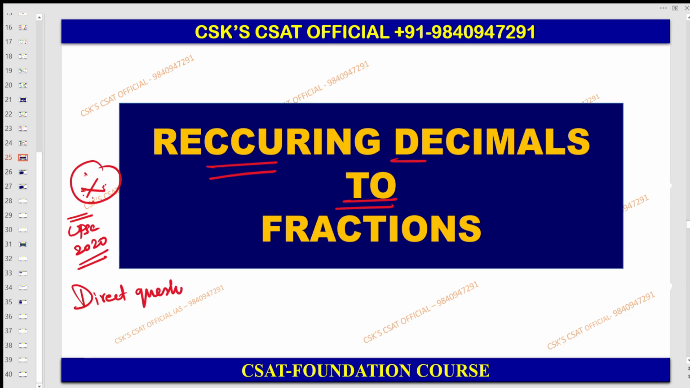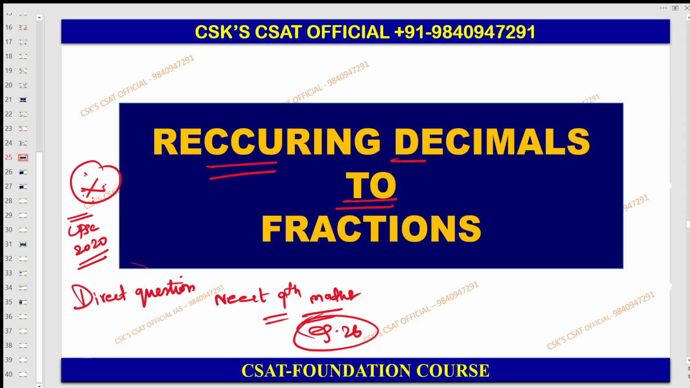So there was a direct question from your NCERT 9th standard maths book, I think page number 6 or 7, example number 26. A direct question will be there based on this one. Whatever you learned here, that can be applied.